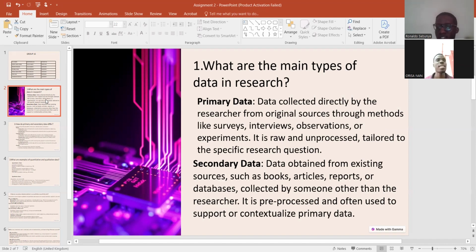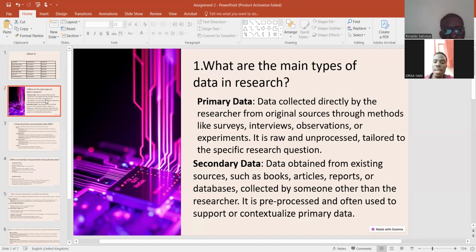Okay, so when you talk about primary data, that is data you collect directly from first-hand sources, that is from individuals and researchers. All that is data you collect. You observe, you interview, you use videos, and then you can collect this data. Then when you talk about secondary data, that is data that someone else collected.